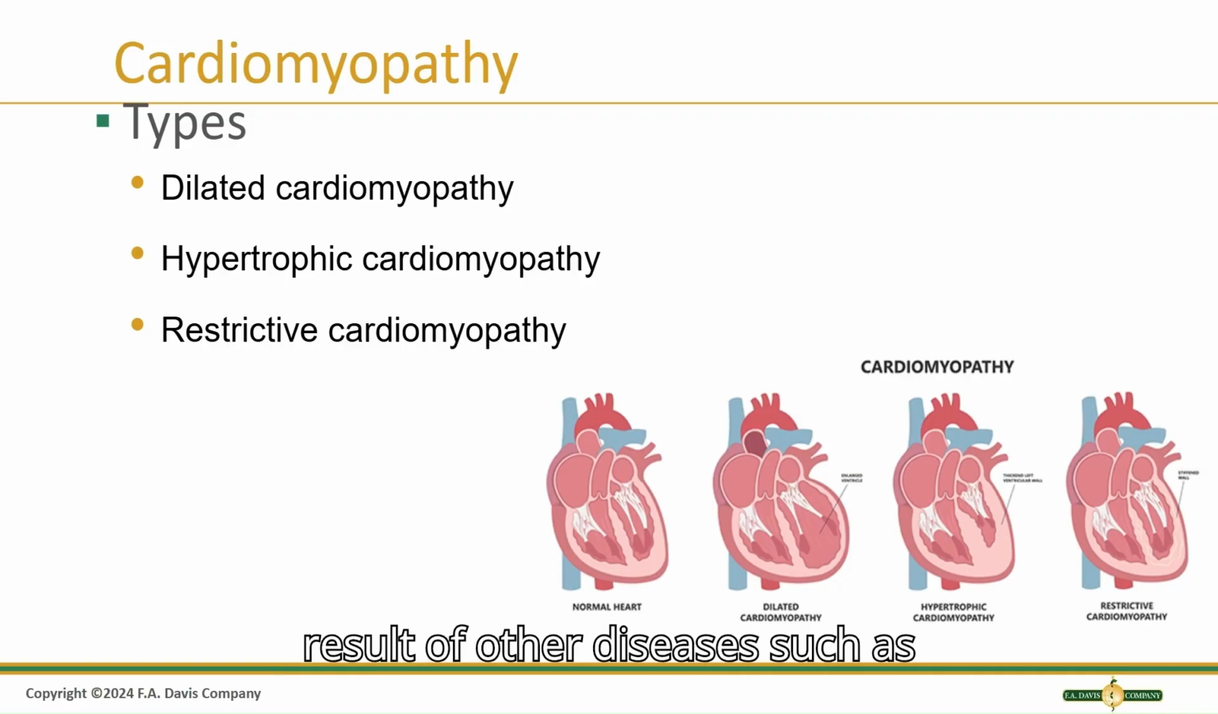Most of the time, hypertrophic cardiomyopathy is a result of autosomal dominant gene mutations. So we're always going to look at family history when we see this.